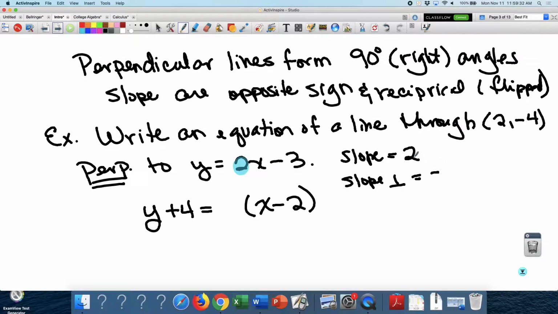Negative. If this is 2, how do you flip a whole number? Put it over 1. Turn it up. All right, so would you agree that 2 is the same thing as 2 over 1? So when you flip 2 over 1, it becomes what? 1/2. So that's all you have to fill in right here.